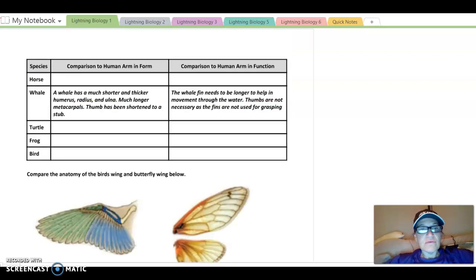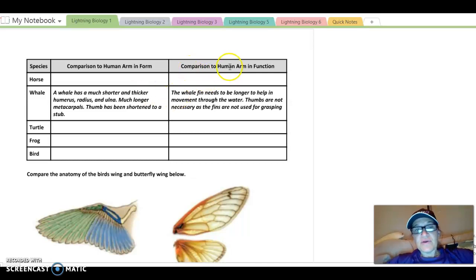You're going to go through, and I used the whale as the example. Comparison to the human arm in form, that's in structure: I said a whale has a much shorter and thicker humerus, radius, and ulna. So all the upper arm bones, or the arm bones, are a lot shorter and thicker. However, the metacarpals are significantly longer, except for that thumb, which is very short.